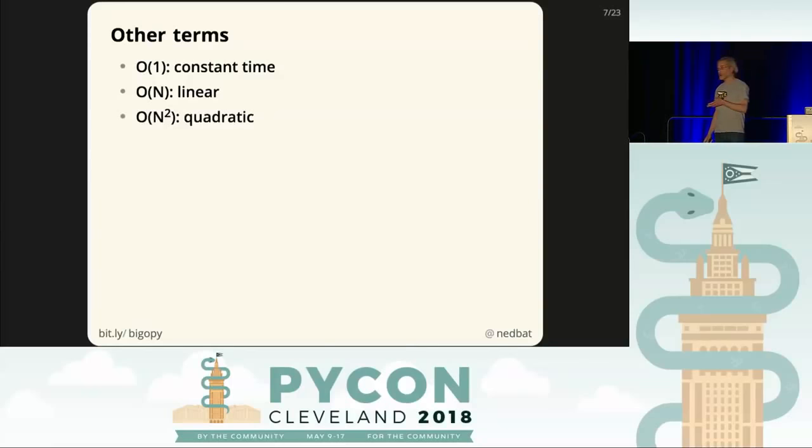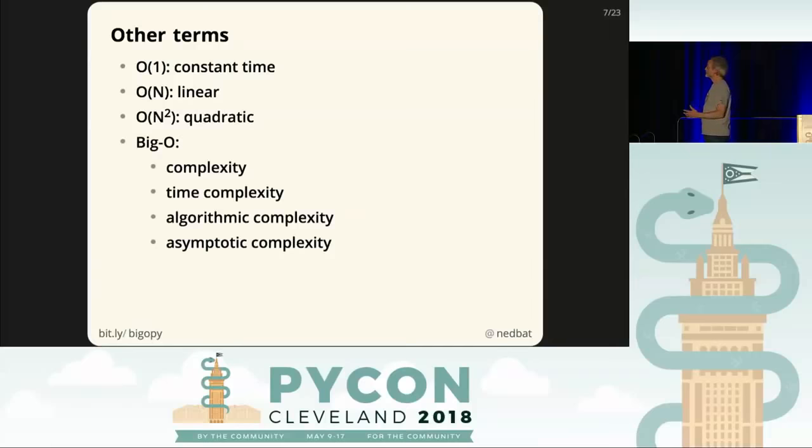O of N squared is a thing we haven't seen yet, but we will. That's the case where when you give it 10 times more data, it takes 100 times as long to run, and that's called quadratic because now you've got a quadratic equation involved. If you don't remember what a quadratic equation is, it doesn't matter. It's just a word that means N squared. And some other words for big O, it's sometimes called complexity or time complexity or algorithmic complexity, or if you want to sound really fancy, you can call it asymptotic complexity. It's all the same thing.